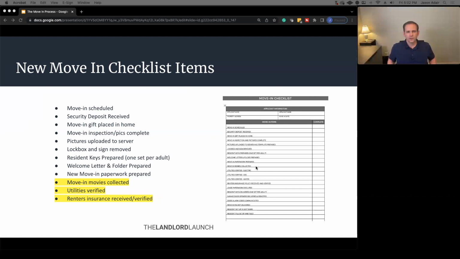Making sure the utilities are verified. A lot of times we ask for confirmation numbers. You can even call the utility company and say, hey, listen, I just need to verify this utility is turned on for this date. Here's a confirmation number. They'll say, yep, sure is.